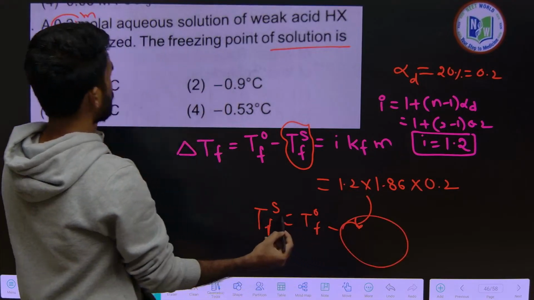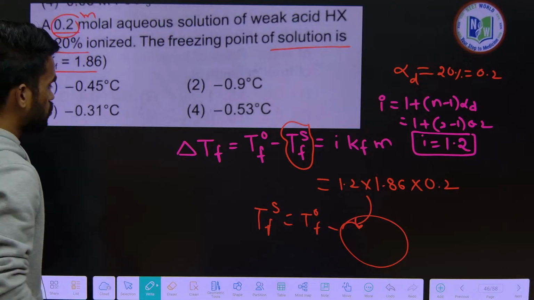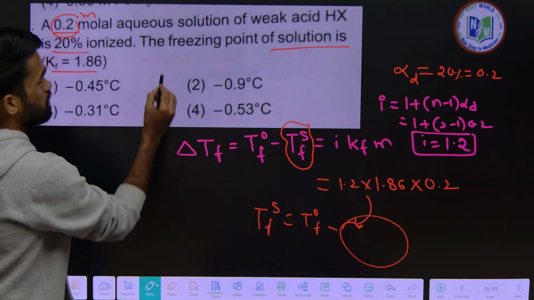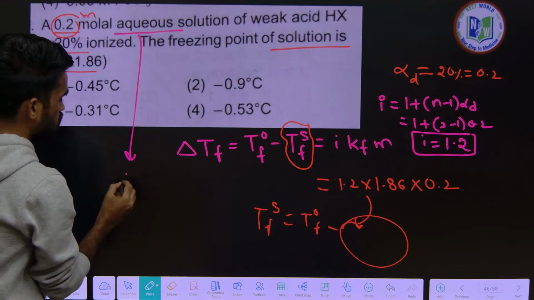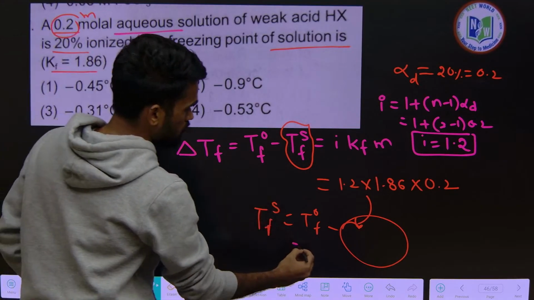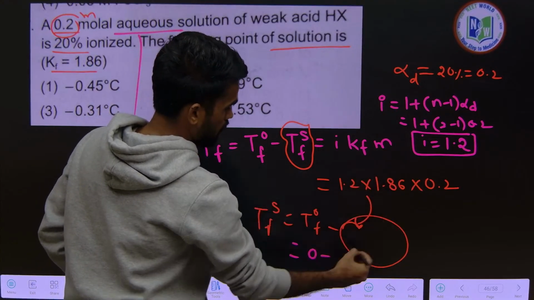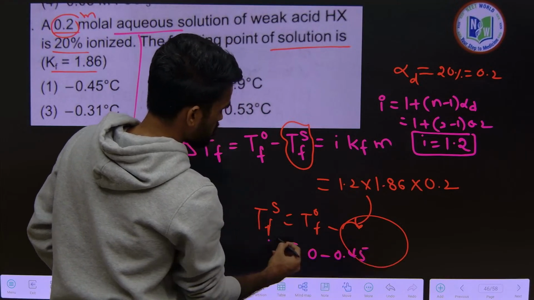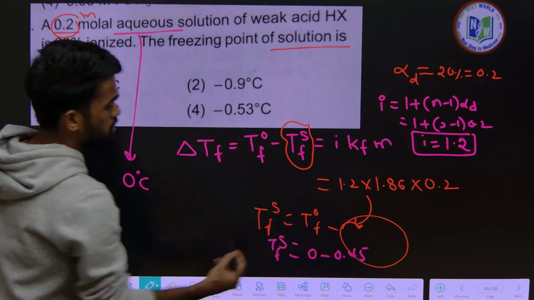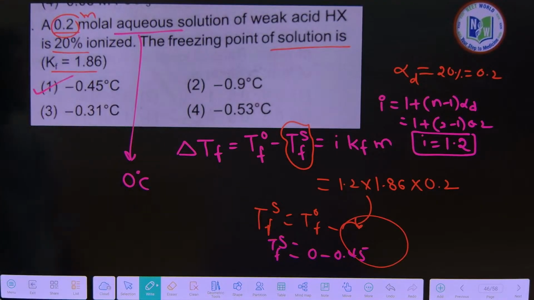So that you will get one of these options. Now all of them are in degree Celsius. Since it is an aqueous solution, what is the freezing point of water? 0 degrees. So it is nothing but 0 minus this thing. 0 minus this complete calculation, you will be getting around 0.45. So what will the freezing point of the solution be? The freezing point of the solution is minus 0.45, that will be option 1.